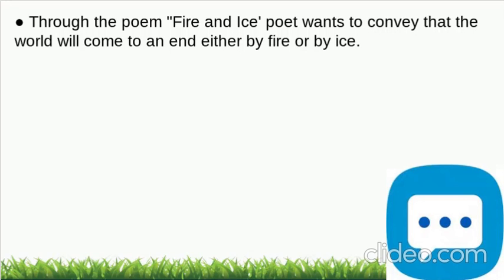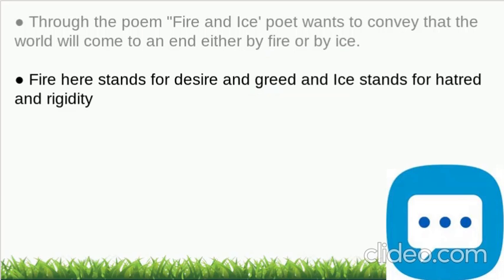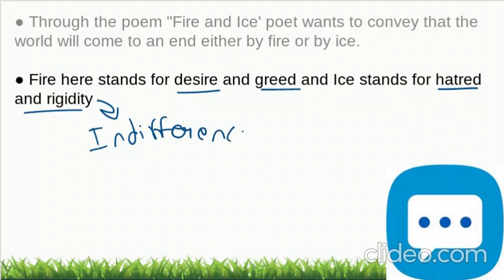Now the last one is the message of the poem. So what message are we getting here? Through the poem, we get to know that the poet wants to convey that the world will come to an end either by fire or by ice. This is for sure. It will end either in fire or in ice. That's what the poet is telling us in this poem. Fire here stands for what? It stands for desire, greediness, avarice, lust, all of these things. Correct. And ice symbolizes what? Hatred and rigidity. Rigidity as in indifference. Indifference and hatred. Ice is representing this, whereas fire is representing greediness.